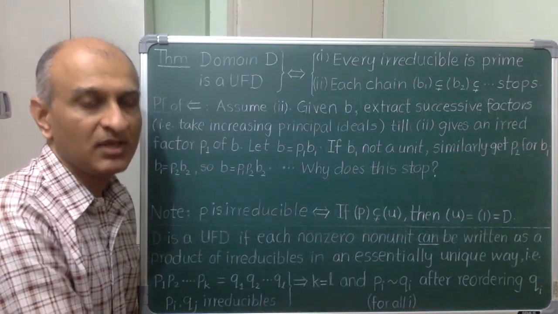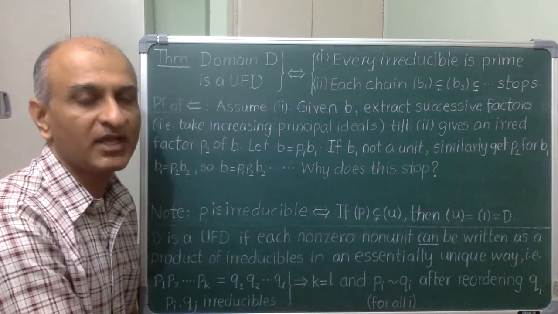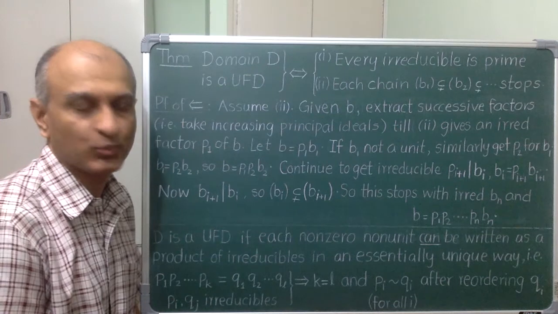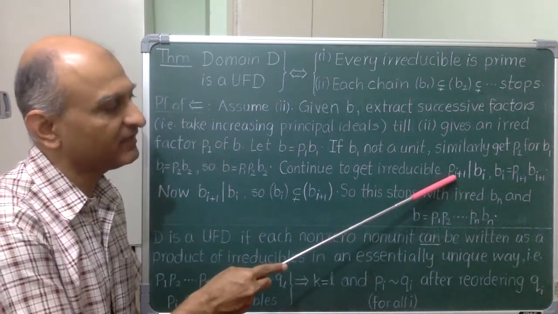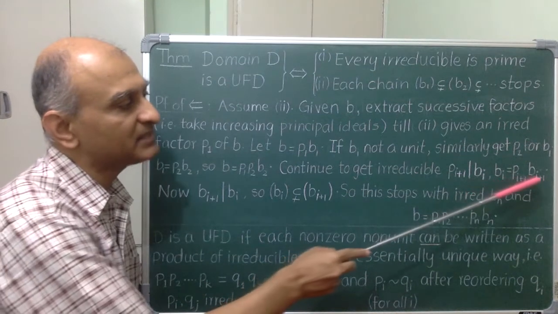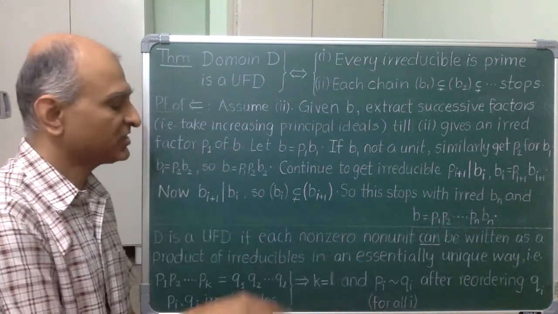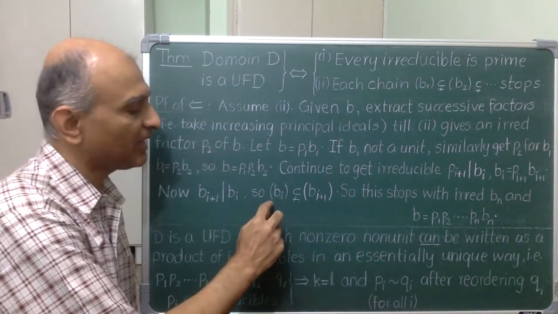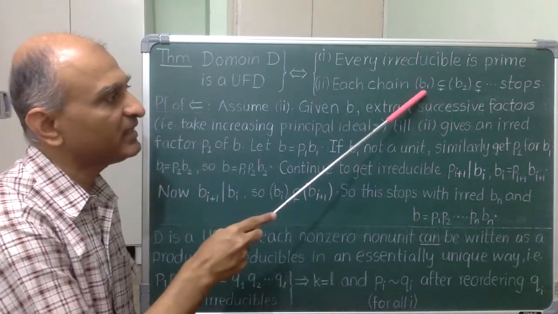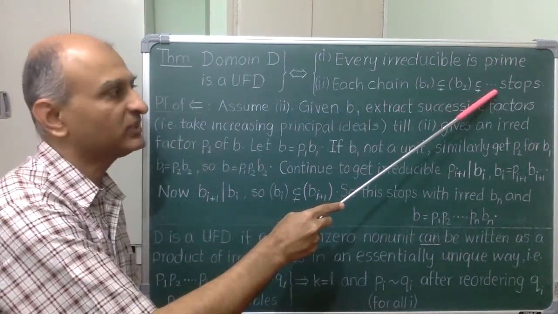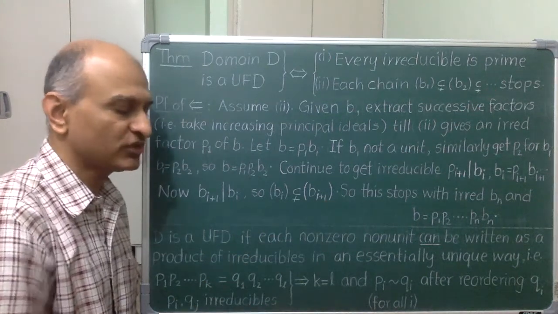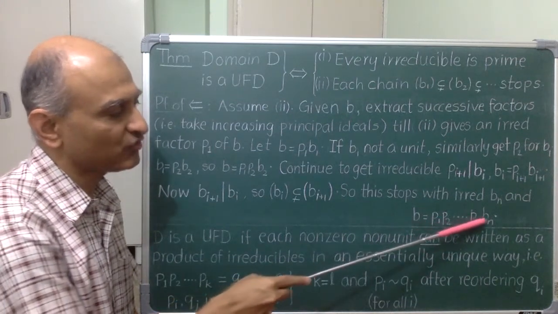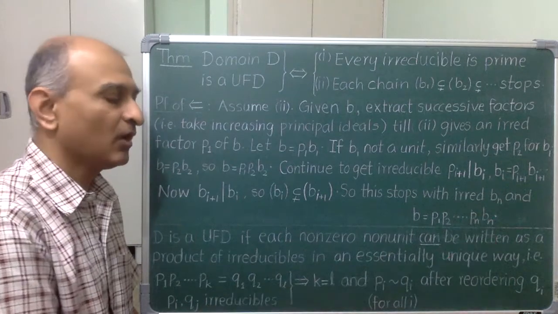But there is still a question, why does this procedure terminate? So take a moment and try to figure this out. This requires another application of condition 2. As I keep extracting successive irreducible factors, look at the B's that remain. Now, each successive B is a factor of the previous B. Therefore, the principal ideals generated by these B's give me an increasing chain. By condition 2, this has to terminate. When it is forced to terminate, I obtain an irreducible B, and so I have finally a factorization of B into a product of irreducibles. Okay.